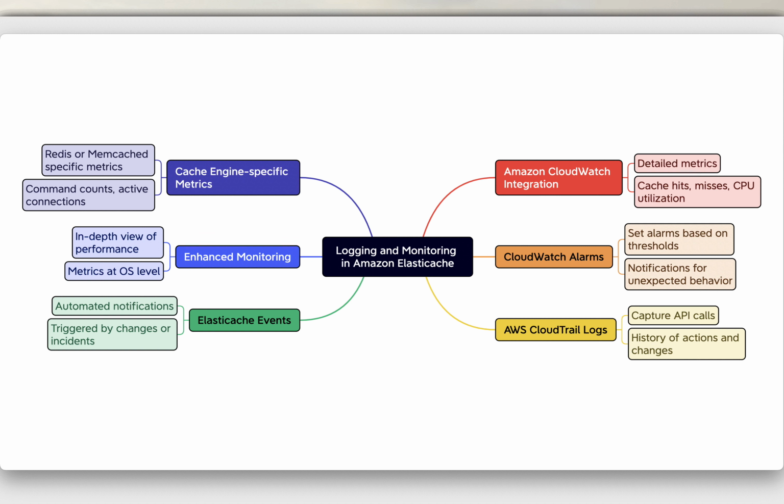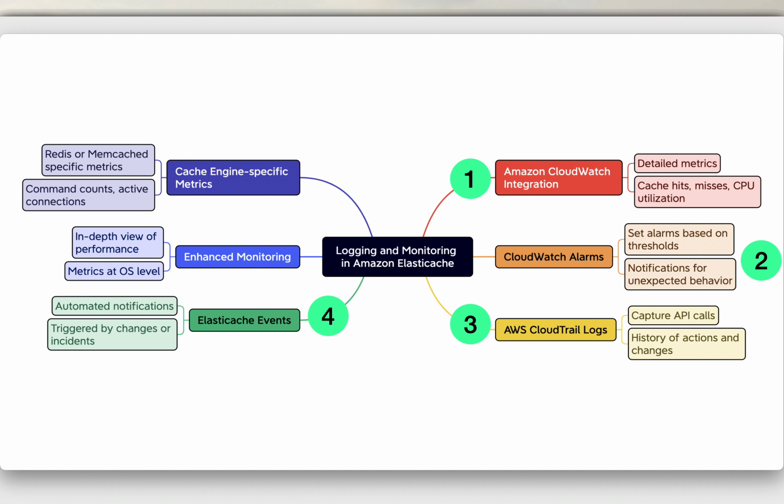Logging and monitoring in Amazon ElastiCache. 1. Amazon CloudWatch integration. ElastiCache seamlessly integrates with CloudWatch, providing detailed metrics on cache hits, misses, CPU utilization, and more. 2. CloudWatch alarms. Users can set up alarms based on specific thresholds, allowing prompt notifications if the cache environment behaves unexpectedly. 3. AWS CloudTrail logs. Capture ElastiCache API calls, giving a comprehensive history of actions and changes made to the service.